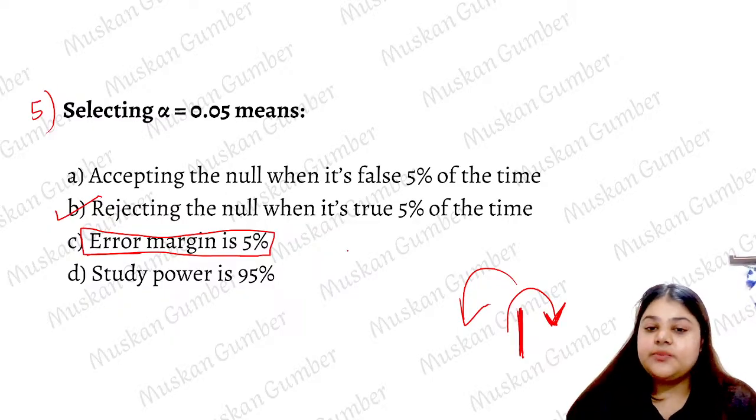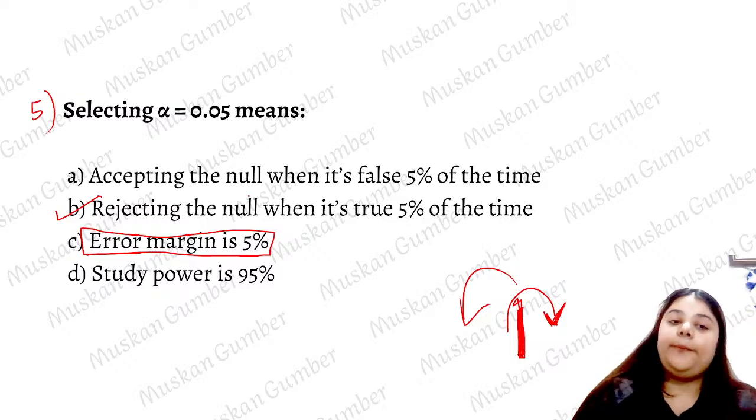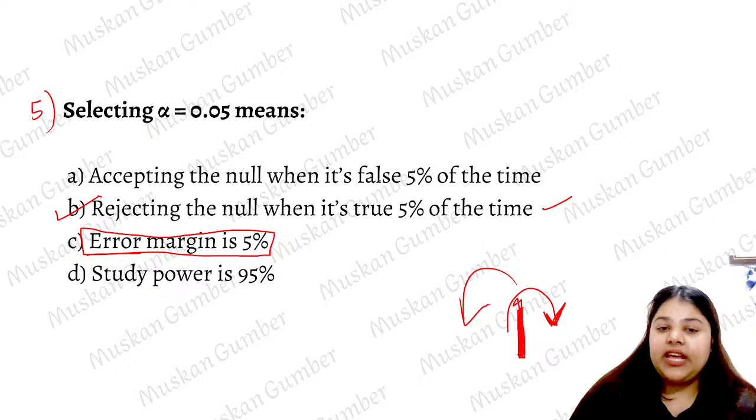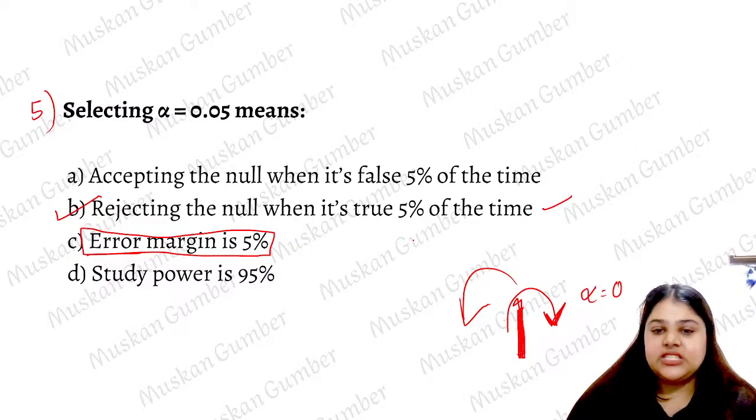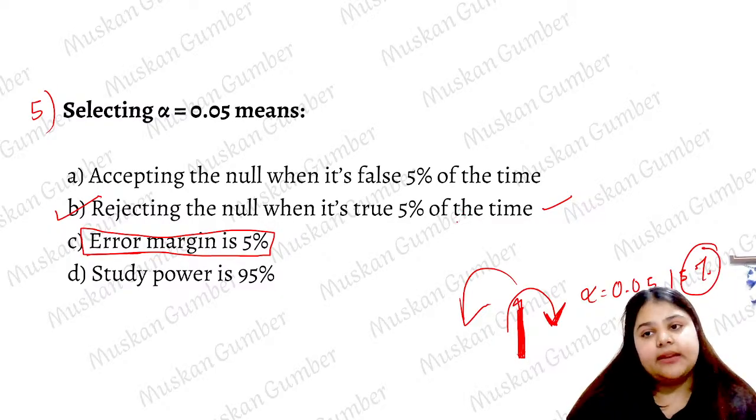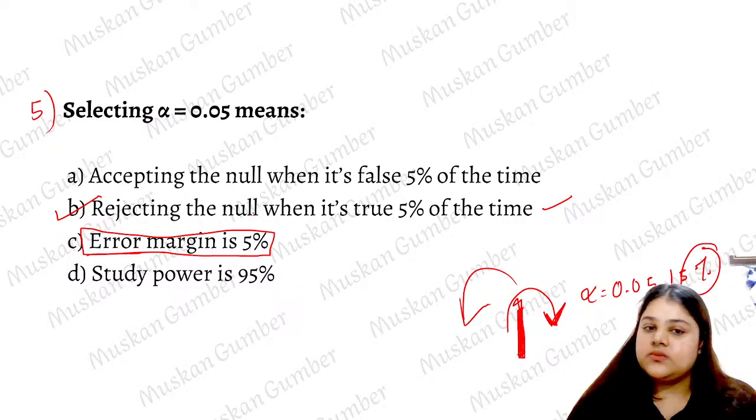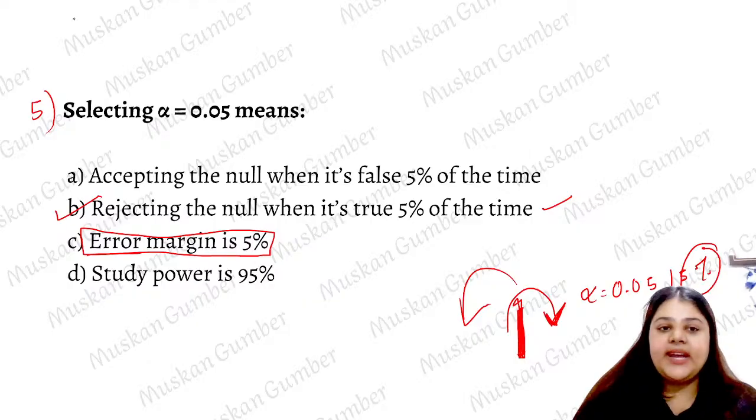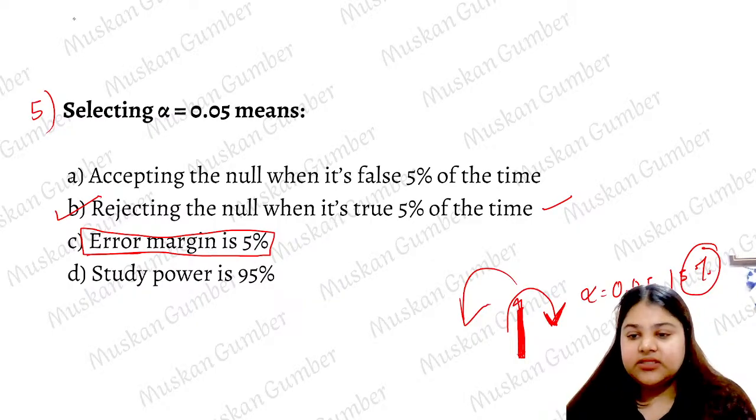And yes, it talks about how much chance of error there is, but we are not saying that there is an error margin of 5%. No, that is not a clear depiction. B is the more viable option here, which is saying that if we have selected our alpha as 0.05, it means that there are 5% chances of committing the type 1 error, which is rejecting the null hypothesis when it is true. Correct, everyone? Should we move ahead? Is it clear to you why B is the correct answer, not C?